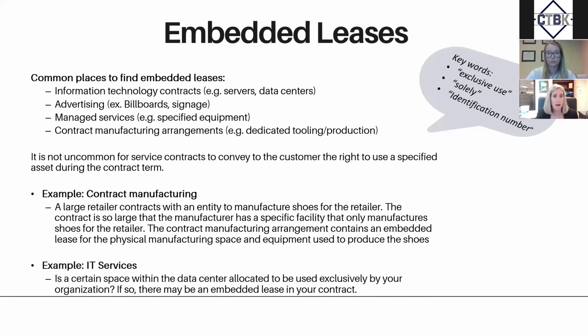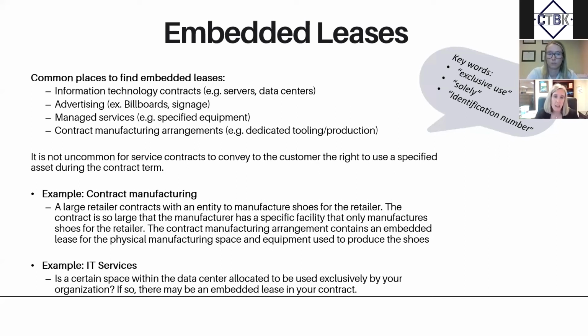So you want to look at it a little bit closer if you see any of those keywords within your lease. A couple examples that we had provided on here. I'm going to walk through the first one. Let's say you sell shoes and someone manufactures shoes for you. If a particular manufacturing plant, you're outsourcing it, you buy these shoes from this place, but because of the volume, they have determined that there's a particular place with particular equipment and they're only manufacturing shoes for you, for nobody else, that might be considered an embedded lease.